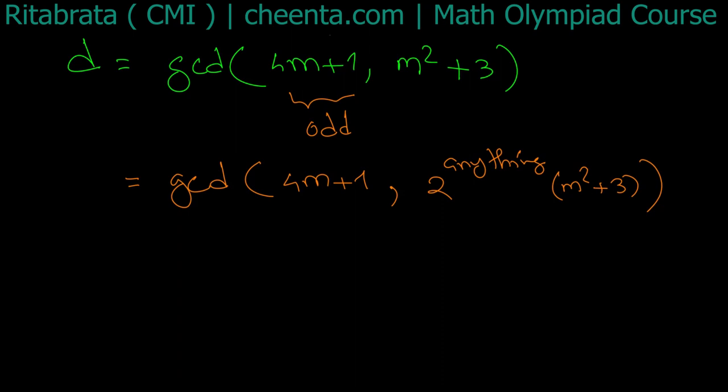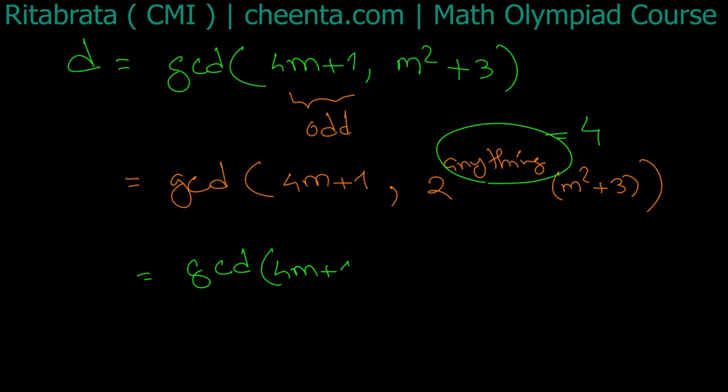In that case, one possible way is I can multiply by 4m in 4m plus 1 and subtract it from the other. So the quadratic part should be 16m squared. If I take my anything to be 4, that will be 2 to the power 4 times m squared, that is 16 times m squared. So I can somehow cancel it out. This is an advantage. So I will take my anything to be 4. So this is just GCD of 4m plus 1, comma 2 to the power 4, that is 16m squared plus 16 into 3, plus 48.